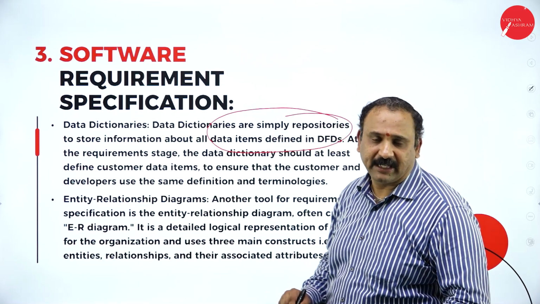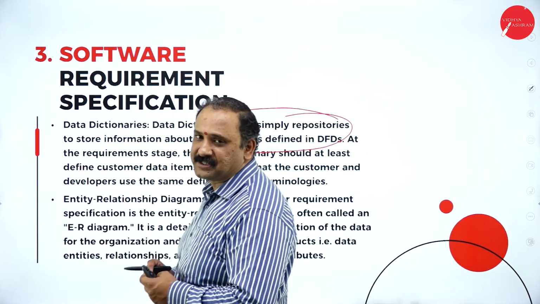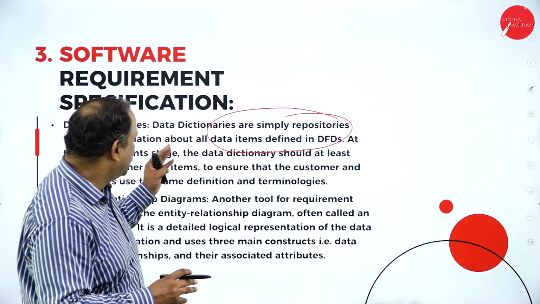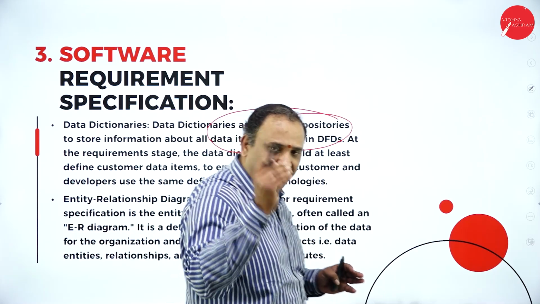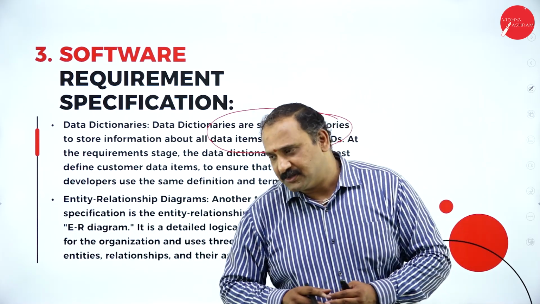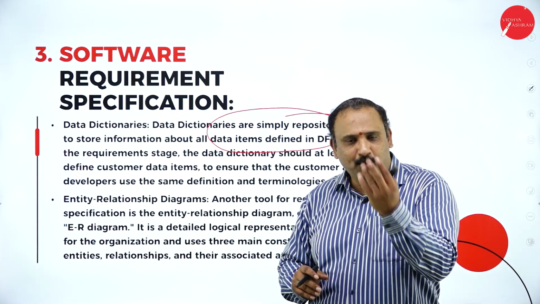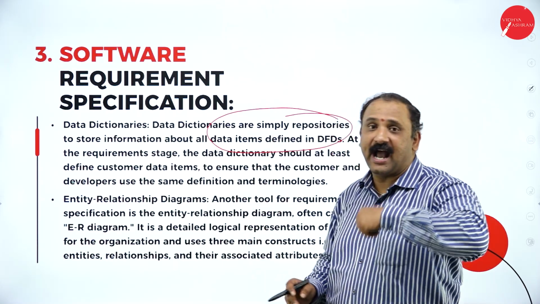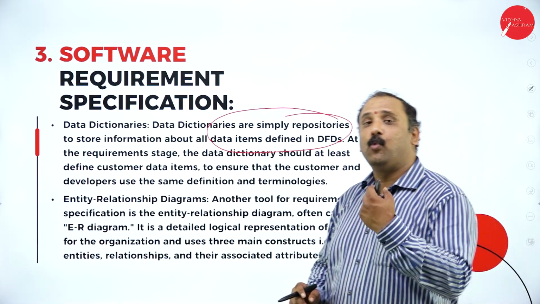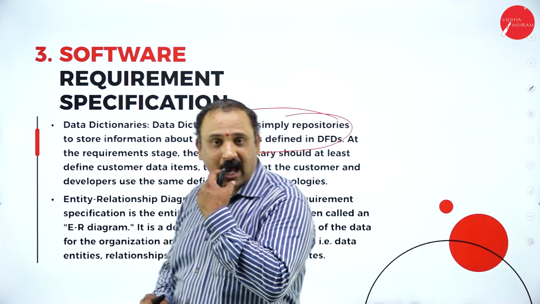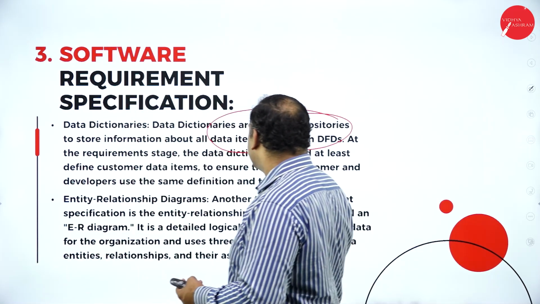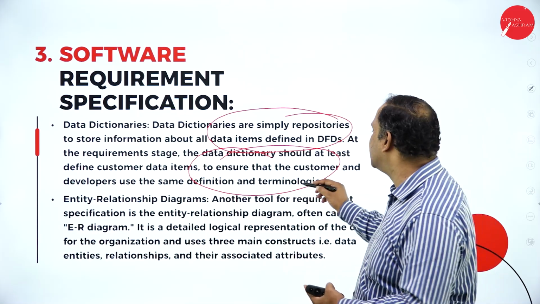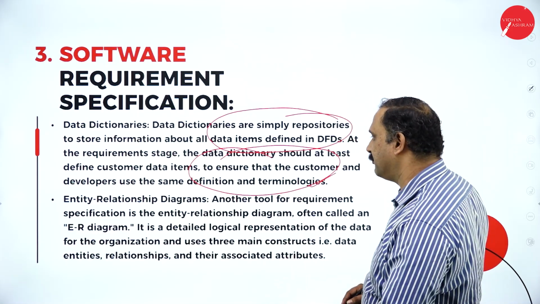Now, followed by which, the data dictionaries are simply repositories to store information about all data defined in the DFD. Now, the word dictionary is quite interesting. Why? Because just like any other dictionary, the data dictionary is going to hold all the data that you might find needed for the system. So suddenly if I want more information about what you have spoken in the DFD, I go to the data dictionary, and I can find out at what stage, what data, what document is required, and how those things will really matter to us. So in that sense, the customers and developers use the same definitions and terminologies, which is very, very important for all of us.